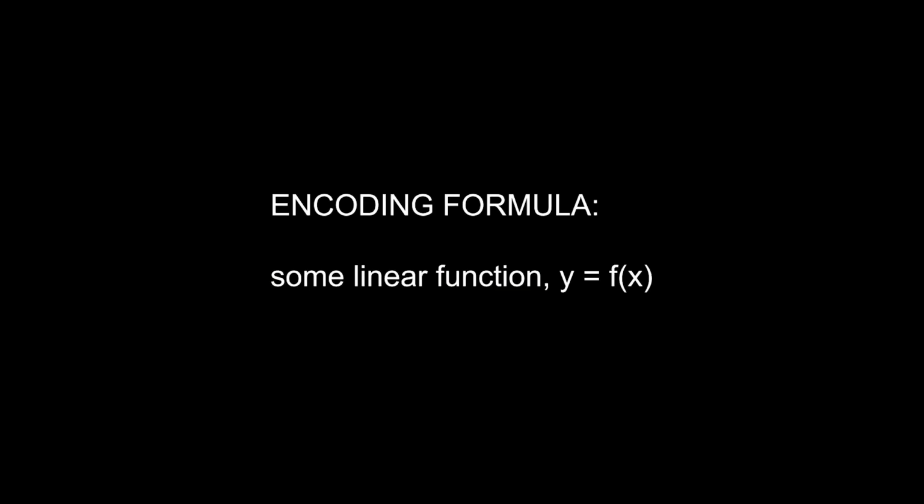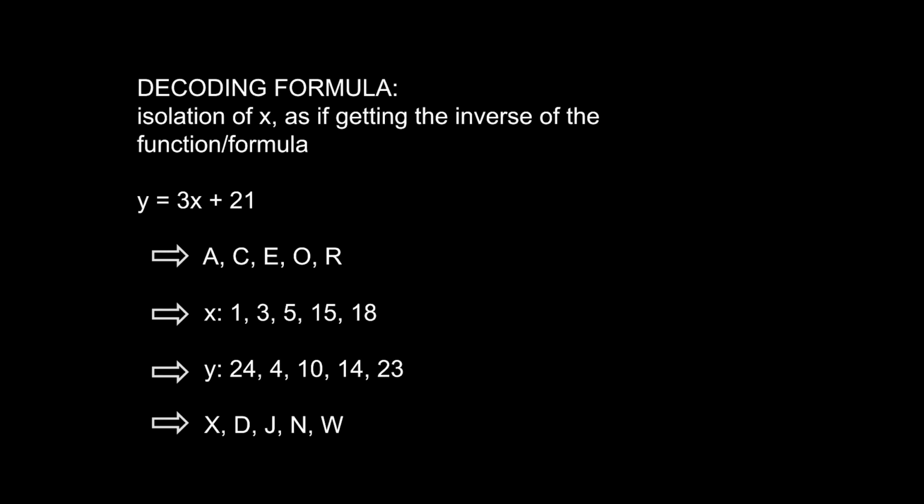How do we apply the coding? We start with an encoding formula. An encoding formula is most simply represented by some linear function, let's say y equals f of x. Of course, eventually, to be able to decode a message, you have to isolate x in that formula, just as if you were getting the inverse of the function or the formula. So think of y equals, let's say, 3x plus 21. And I will choose a letter, for starters, letter A.